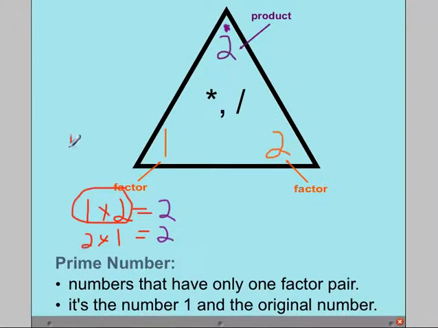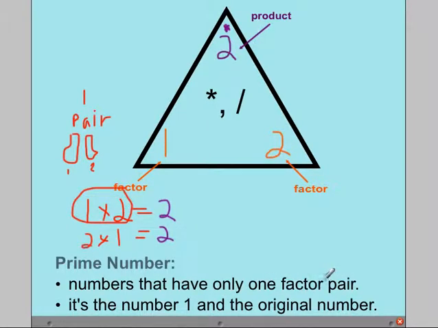Remember, a pair is like a pair of socks. Here's my really bad socks. That's a pair. P-A-I-R. And when you have a pair of something, one pair means you have 1, 2. So you have 2 of something in one pair. So we have a pair of factors. We have 1 factor and 2 factors.